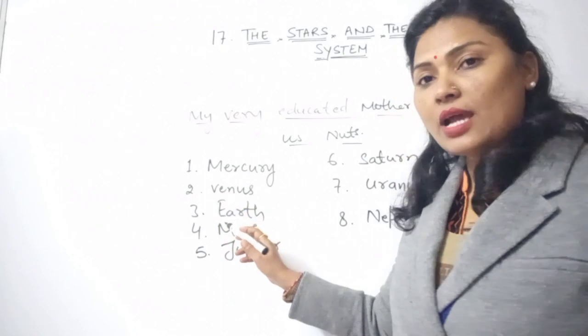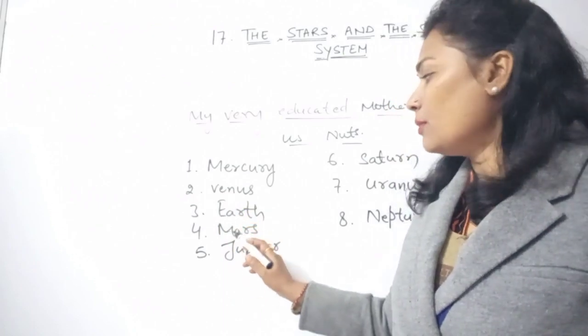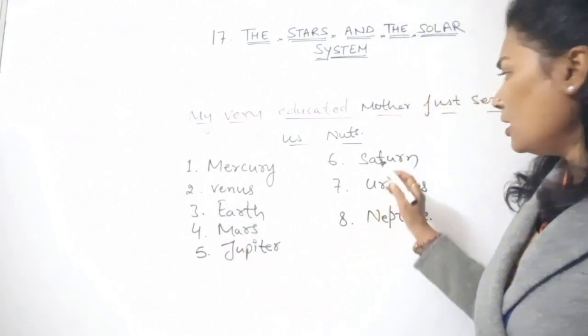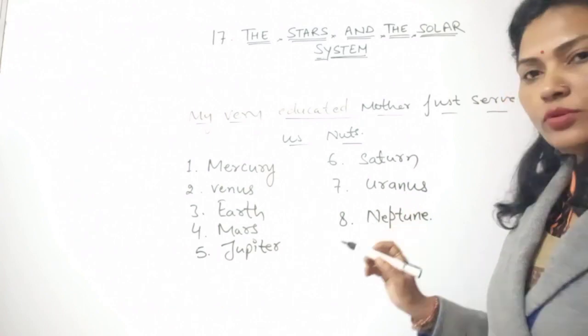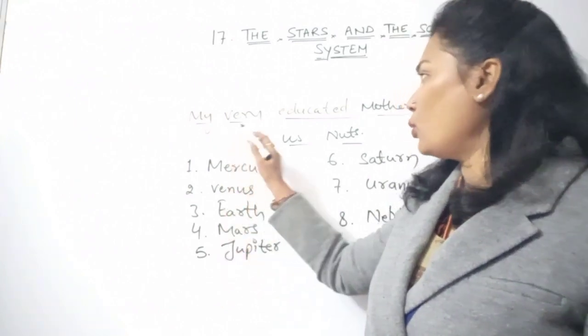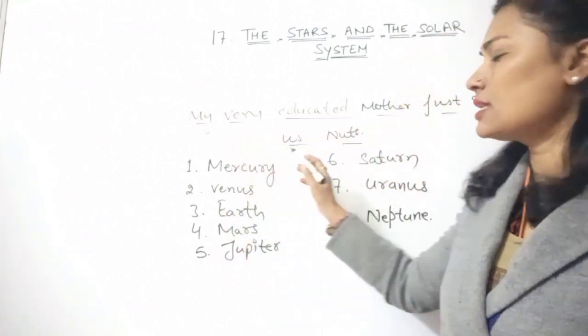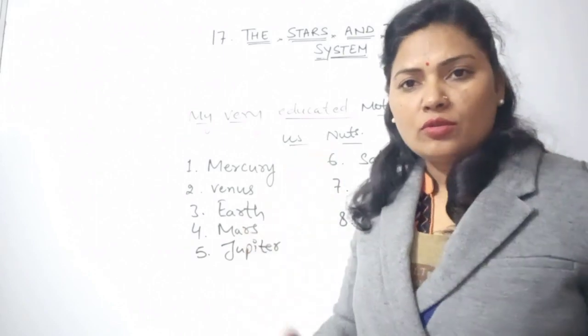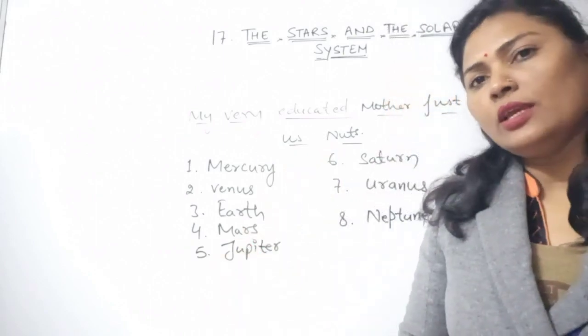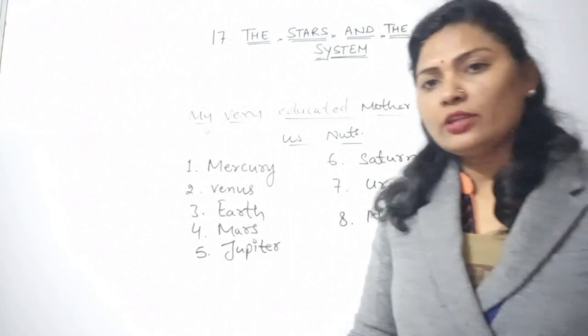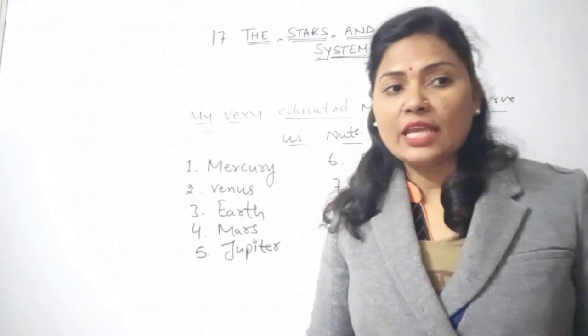Mercury, Venus, Earth, then Mars, Jupiter, Saturn, Uranus, Neptune. And you can learn it by the simile: My Very Educated Mother Just Served Us Nuts. You can remember this simile, and after that you can learn all these 8 planets.